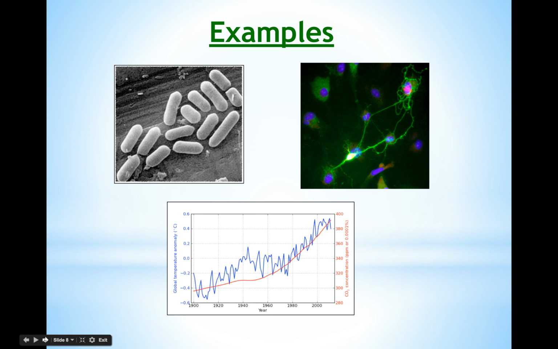Here are some examples of cause and effect. Many diseases are caused by harmful organisms. A nerve impulse is sent when a brain cell receives electrochemical signals. And increasing carbon dioxide levels in the atmosphere cause temperatures to rise.